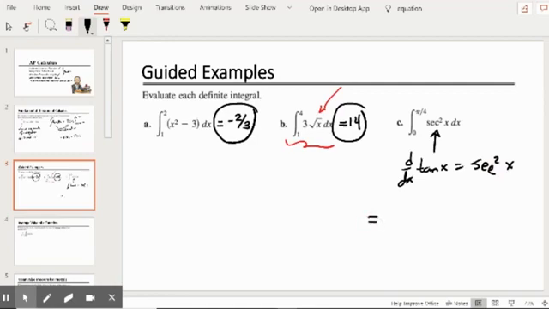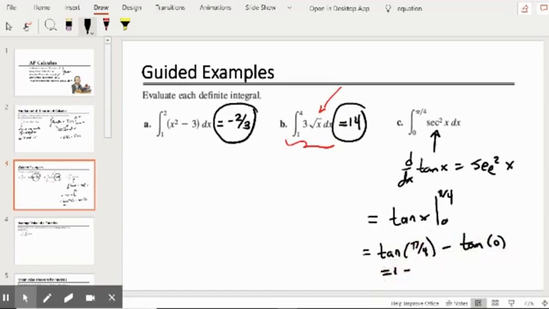So now that we have our antiderivative function and our bounds, we can apply the fundamental theorem. Tangent of pi over 4 minus tangent of 0. Tangent of pi over 4 is 1, minus tangent of 0, which is 0. We get that this definite integral is equal to 1. So those were just some review problems with our definite integrals.